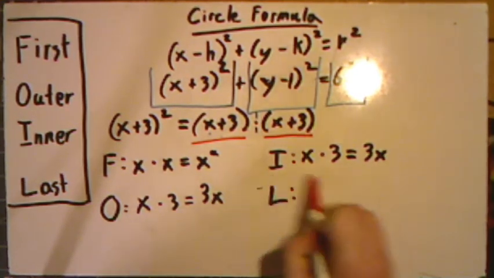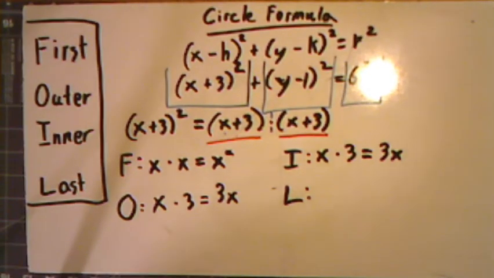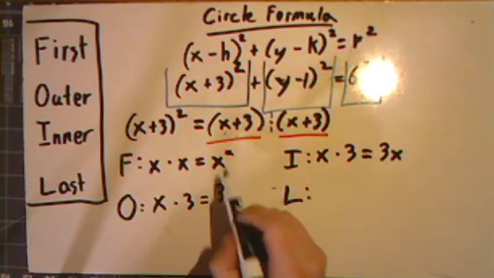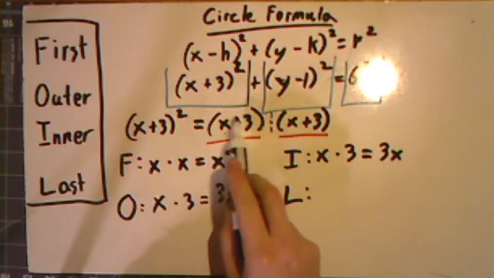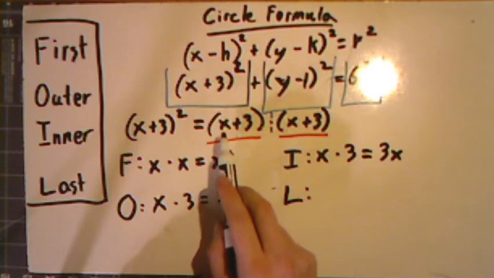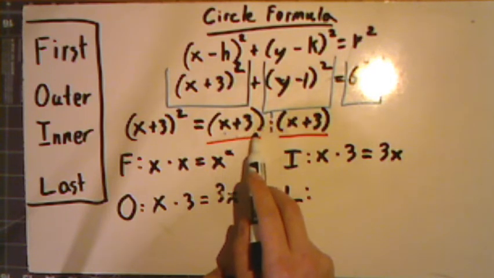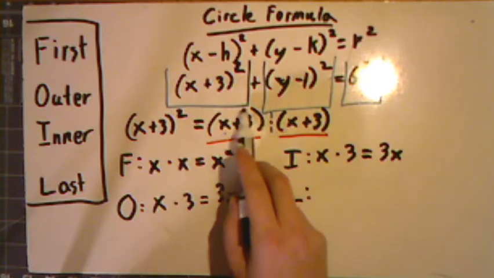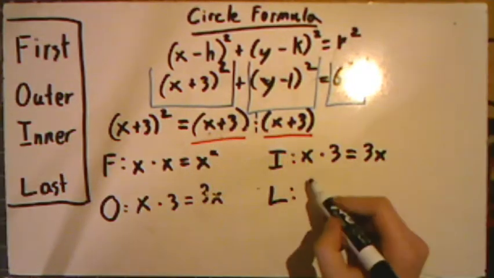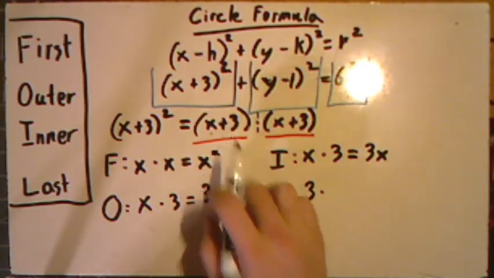Now that we're looking at last, we see the last term. We're going to go from the left. x was our first term, so it's not this one. 3 is the next term, and then it just so happens that we end our binomial there, so we use our 3 as the last term for this left binomial.